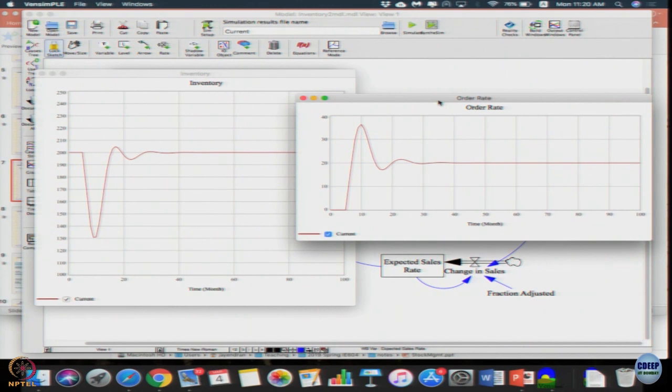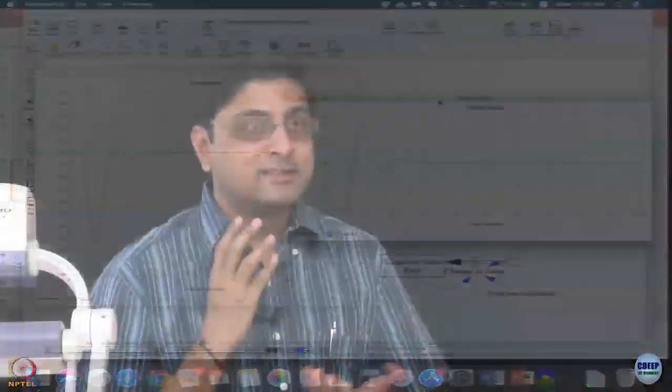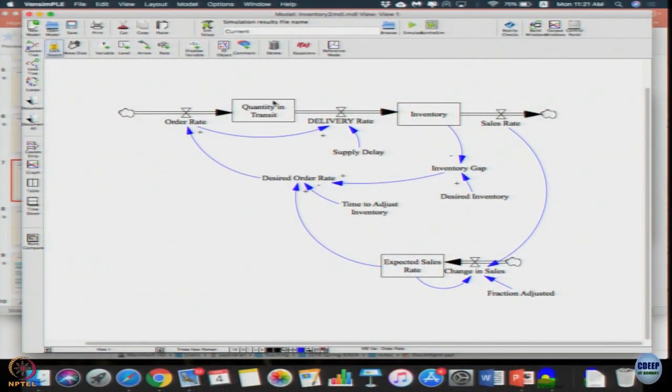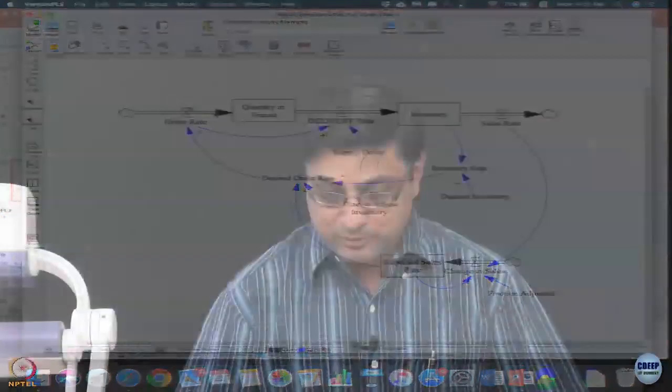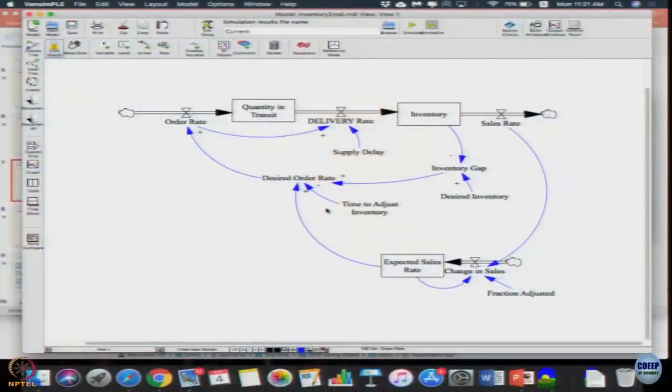So, this is a very simple example of the origins of oscillations in business cycles. Why do you think it oscillated? The answer is here. We added this in the model, it started to oscillate, right? We explicitly modeled quantity in transit, it started to oscillate, correct? It oscillated because we failed to account for the supply line in our decision making. Though physically the supply line was modeled, we never used the information in our future decisions.